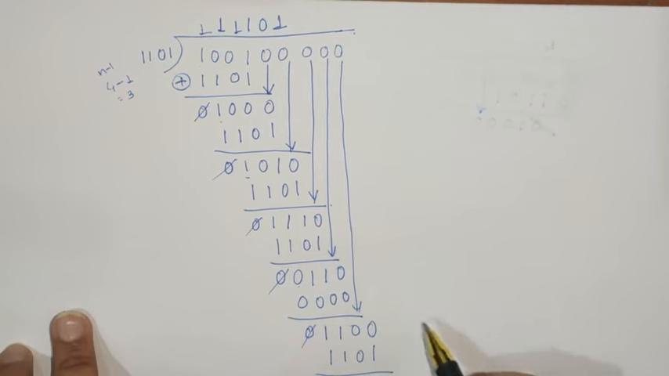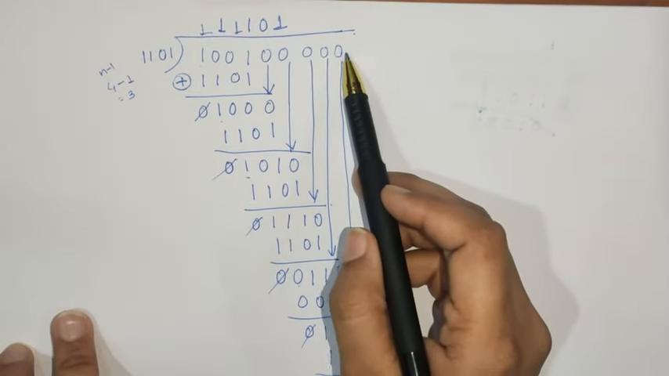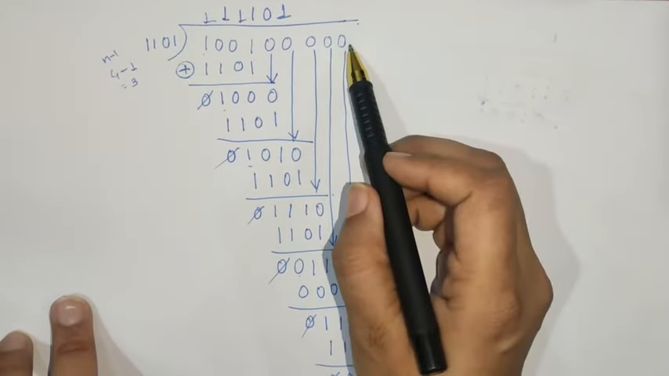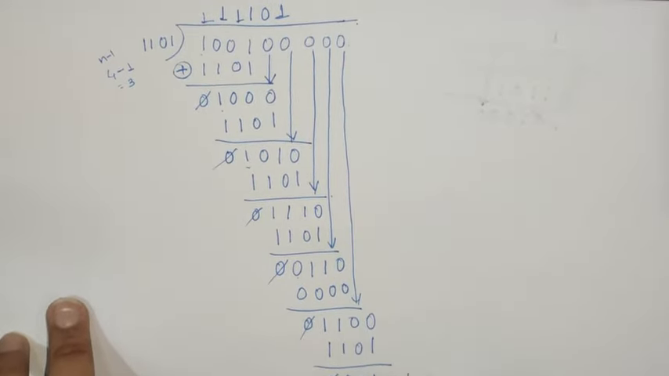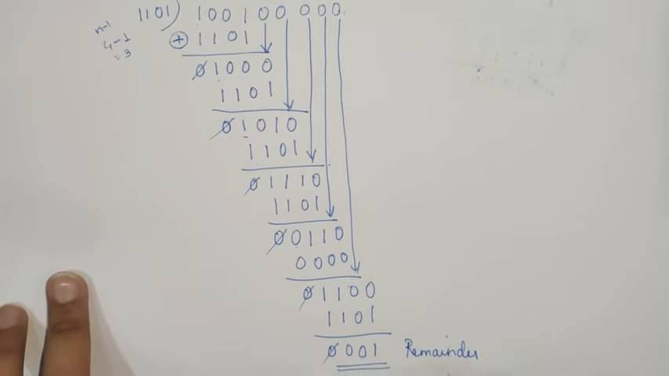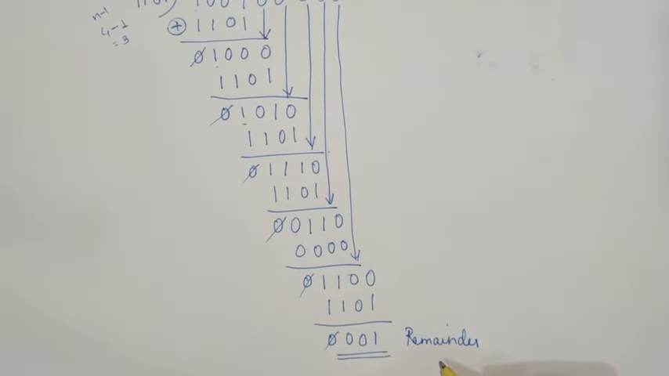Till when are we going to do the division? Till all these bits are completed. Once all the bits have been completed, then we will stop. So this is our remainder, and we are going to add this remainder to the original data.